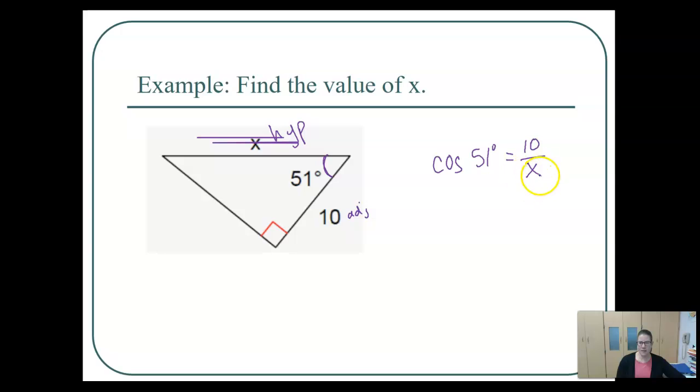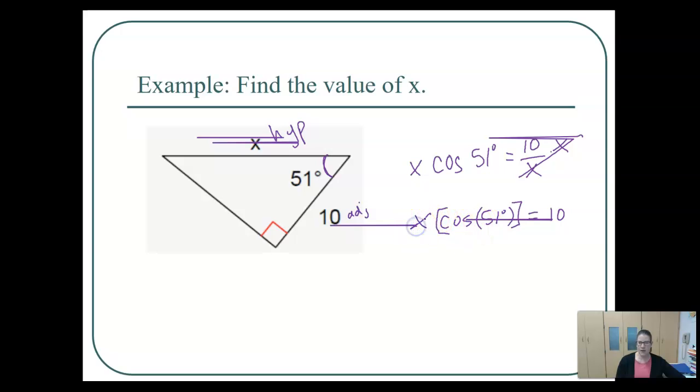Now, because x is on the bottom, we need to get x out of the denominator. We don't want to know what 10 over x is. We want to know what x is. So since 10 is divided by x, in order to undo divided by x, I would multiply both sides of the equation by x. So now I have x times the cosine of 51 equals 10. Remember, I can't get rid of this 51 by cosine by dividing. Cosine 51 is grouped together, in a way. It's a function.